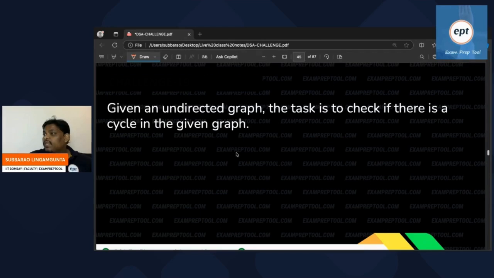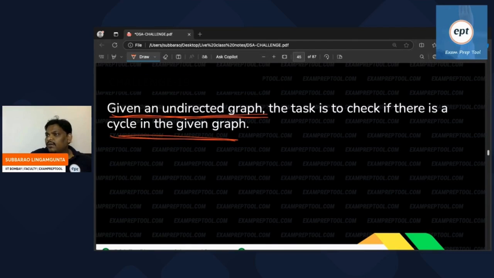It's almost similar to the previous one, but there is a small modification. Let's see how many people will do that. The challenge: given an undirected graph, the task is to check if there is a cycle in the given graph.